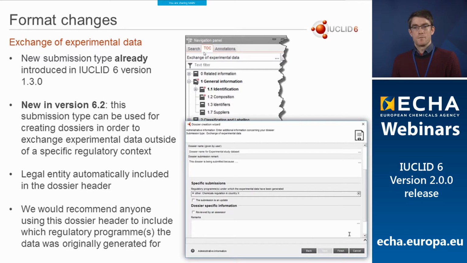So moving on, in version 130 of Euclid, we introduced a new submission type, exchange of experimental data. In this latest version of Euclid, you can now create a dossier for this submission type. Just to remind you that this submission type is outside of any particular regulatory context, so it's not regulatory specific. When you create a dossier for this submission type, the legal entity will automatically be included, and we'd also recommend you to state which regulatory program the data was originally generated for.